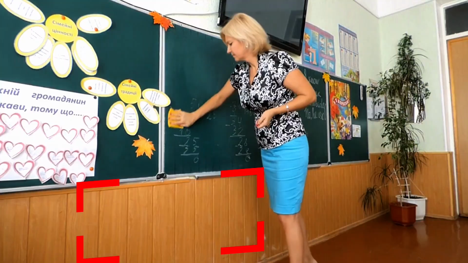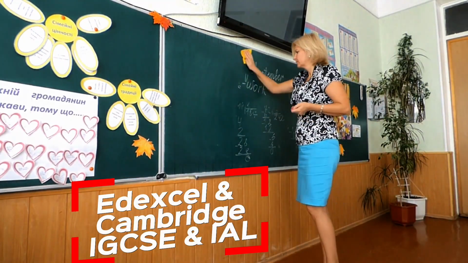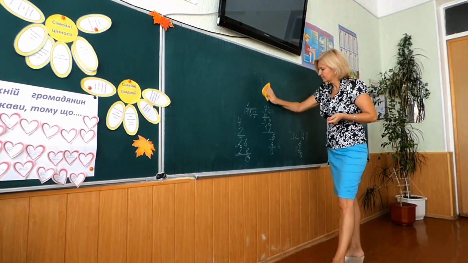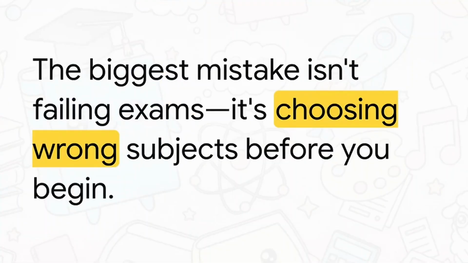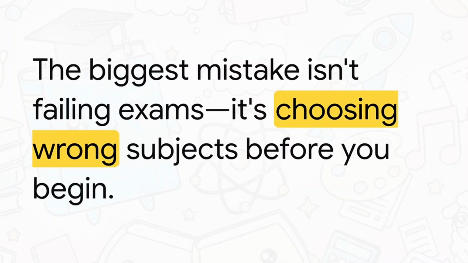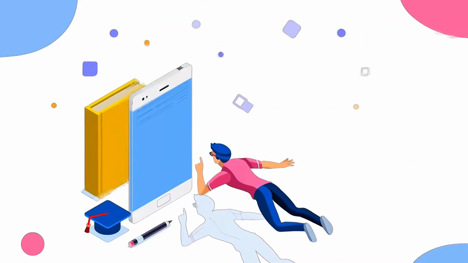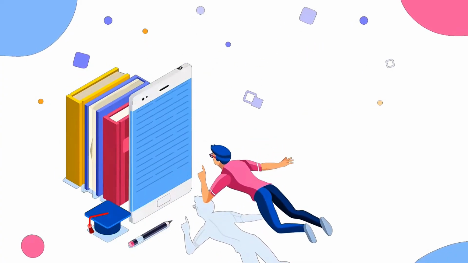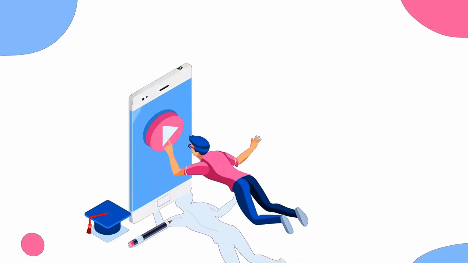Over my 14 years of teaching Edexcel and Cambridge O-level and A-level students, I have witnessed one heartbreaking pattern repeat itself time and time again. The real tragedy in education isn't failing an exam. No, the real tragedy is the deep regret that comes from making the wrong choices at the very beginning. It's the student who realizes halfway through the year that they are studying subjects they absolutely dread, simply because they chose the wrong combination before they even stepped into the classroom.